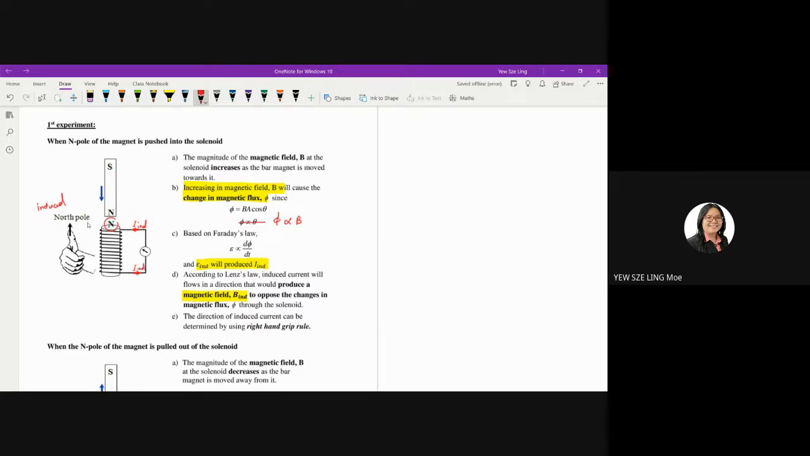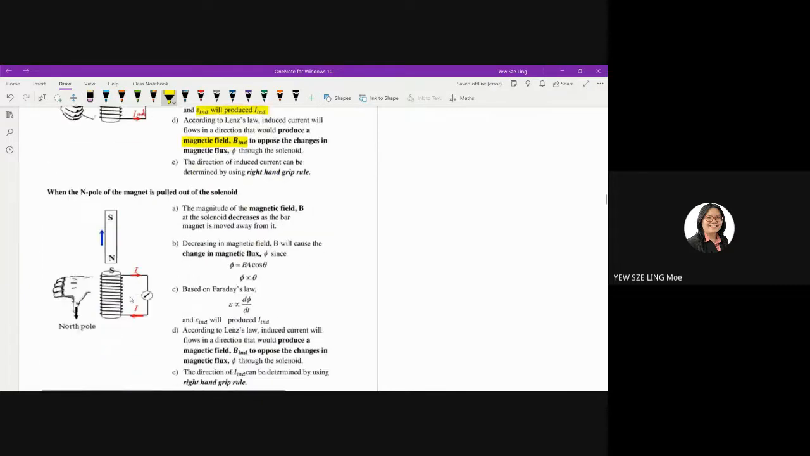You use the right-hand grip rule too, just that now it is the right-hand grip rule for a solenoid. So now you have the direction of induced magnetic field to oppose the change of flux. By using your right-hand grip rule, you'll be able to determine the direction of I induced. When you move the magnet towards the solenoid, the solenoid will try to push the magnet away because it doesn't want the magnet to come closer. It wants the magnet to stay at its original position. It doesn't want any changes. So the same pole will be generated. An N pole will be generated here.